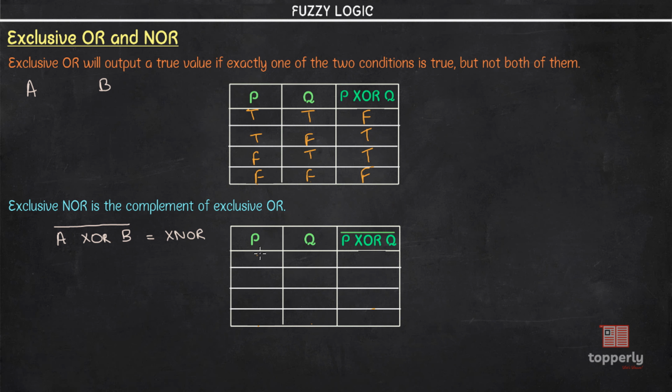So here we have P, Q, P XOR Q, the whole negation. Now as we've seen earlier, we'll put this as true, true, false and false, and true, false, true and false. Since I've mentioned that exclusive NOR is the complement of exclusive OR, what we get over here will be the reverse. As in here it will be true, here will be false, false and true. That is, if both the conditions are true and if both the conditions are false, then P XNOR Q will be true and in the other cases it will be false. So this is how you do exclusive OR and exclusive NOR.